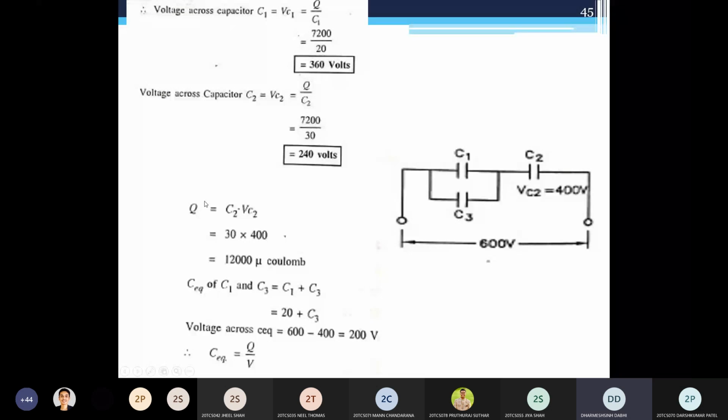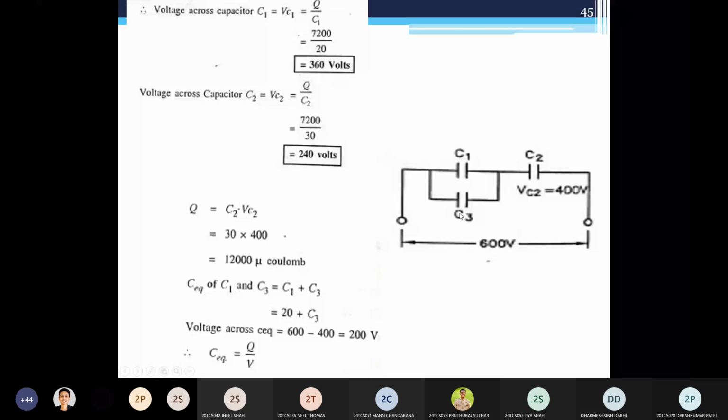It means find out the new charge which is passing through C2. As you know, the equation is Q equals C2 into VC2. VC2 is the voltage across C2, which now becomes 400 volt. So C2 is 30, VC2 is 400. So now the amount of charge passing through this C2, 30 microfarad, is 12,000 microcoulomb. Initially it was passing 7,200. Clear? But by connecting this C3 across C1, the charge passing is now 12,000 microcoulomb.